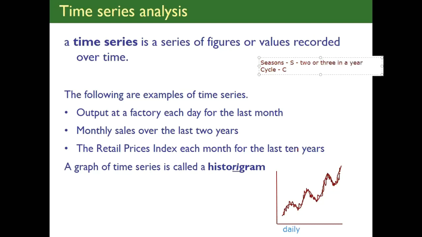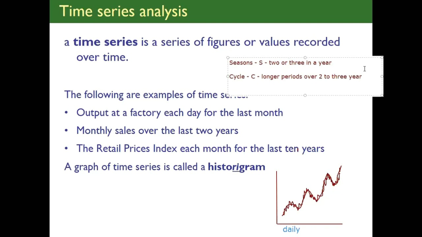Cycles are rather longer periods, over 2 to 3 years. There are some products, some items, which naturally go up and go down in cycles of 2 or 3 years. That could be because of a depression in the economy, or a boom in the economy. People's tastes are changing, their consumption patterns are changing. So cycles are rather longer period movements.